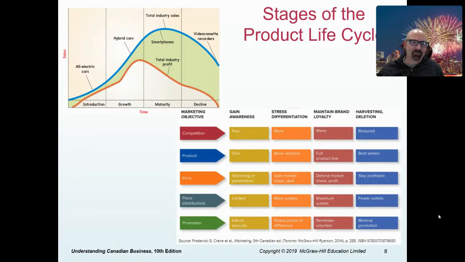So all electric cars, here they're saying they're in the introduction phase. I'd say they're getting closer to a growth phase. Hybrid cars are definitely in a growth phase. They came out before all electric cars, and they've been growing quite a bit over the last few years. Smartphones are definitely in the maturity phase. When's the last time you met somebody or saw somebody who doesn't have a smartphone? They're definitely in maturity, and video cassette recorders, I'd say, are definitely on the decline. I'd say that is not generous enough in the decline. I'd say it's much closer to the end.